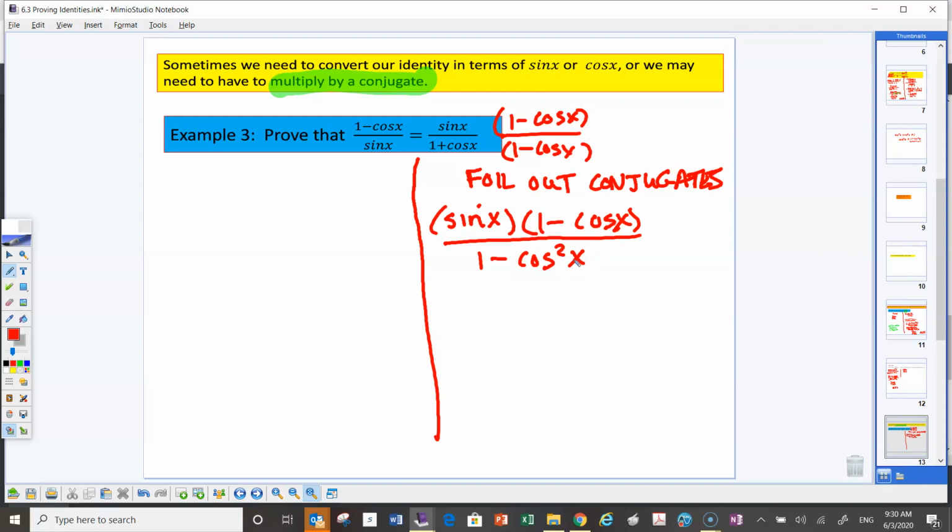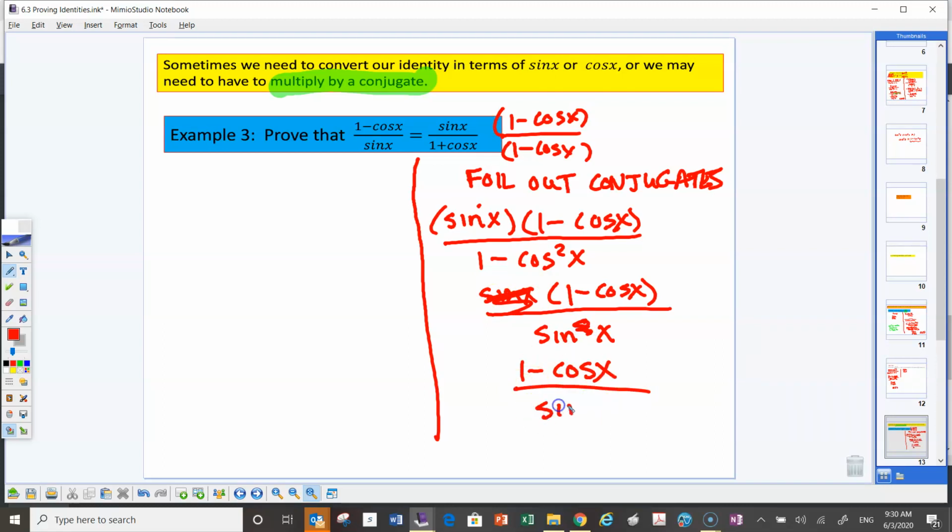Now, if we look to what we want to try to prove, I want to try to get a 1 minus cos x on the top, and I already have that here. So now, if we use our Pythagorean identity, I can change the denominator, because 1 minus cos squared x is really sine squared x. And now this sine will cancel out with one of those, and you are left with 1 minus cos x over sine x. And that's what I wanted to show, that those two equal. So again, you could have multiplied this side by 1 plus cos over 1 plus cos, and again multiplied out the conjugates, and the same thing would have unfolded, but I just chose to do the right-hand side this time.